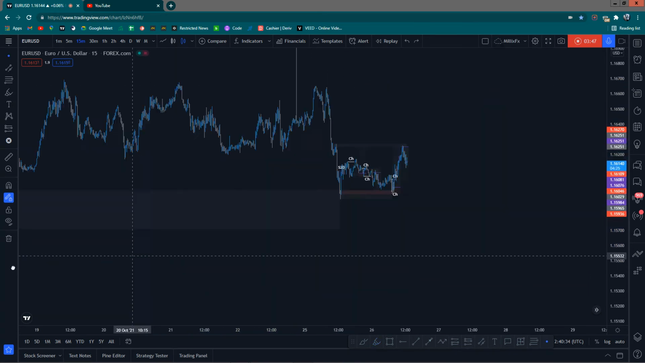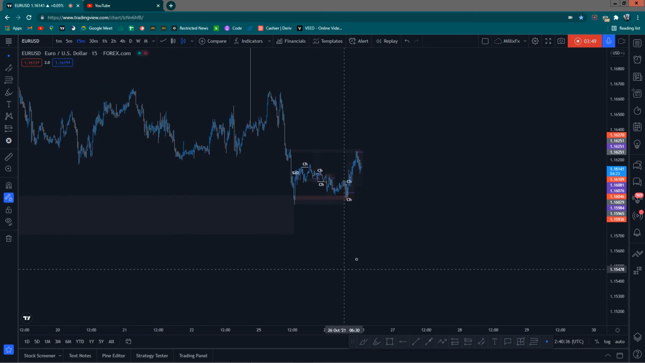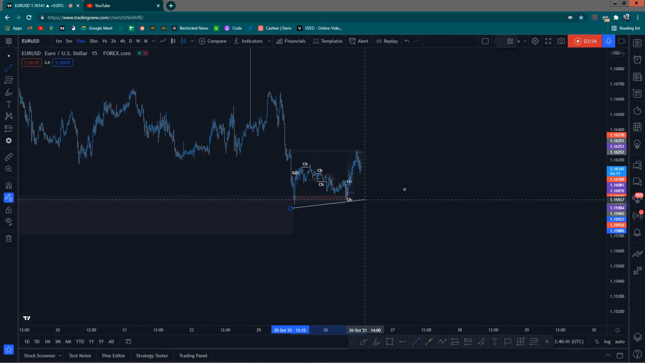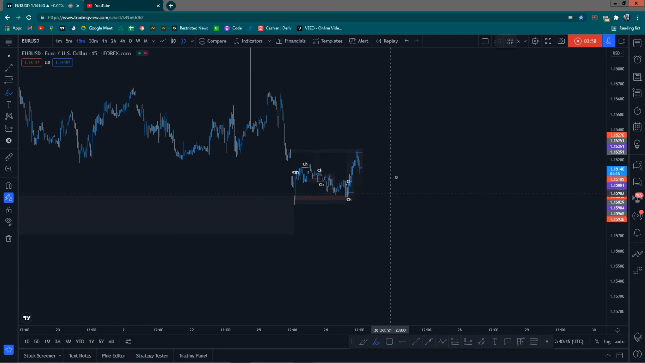So what we now have to look for is to see how price moves. So right now it has created, and what price usually does is that price taps on demand or supply areas to create liquidity.